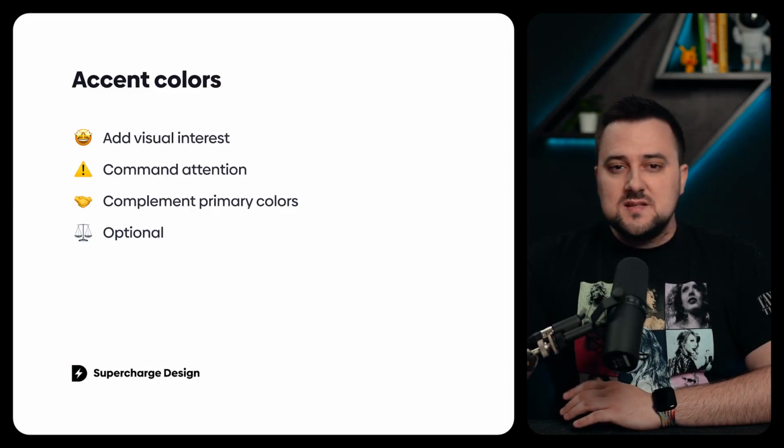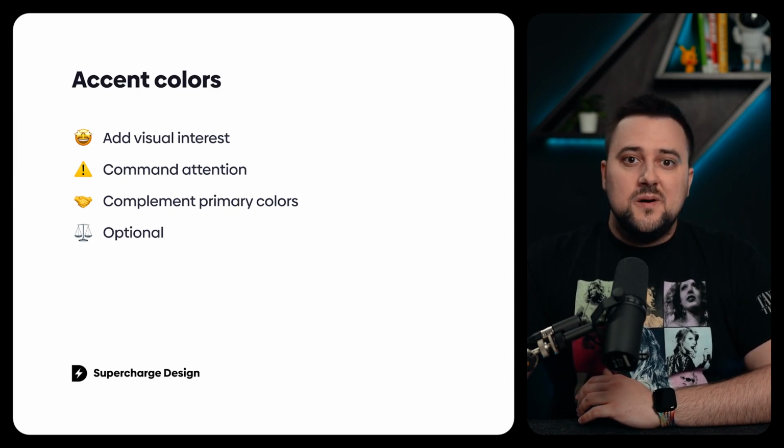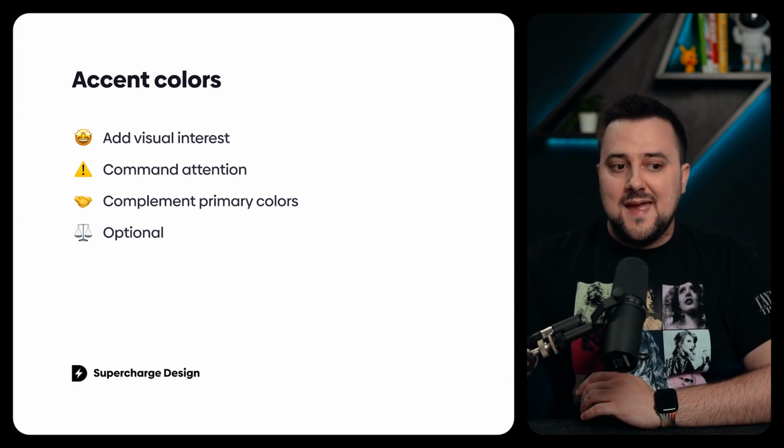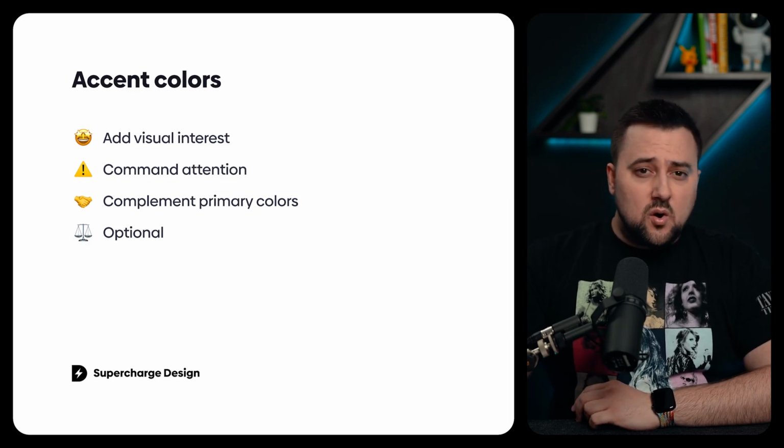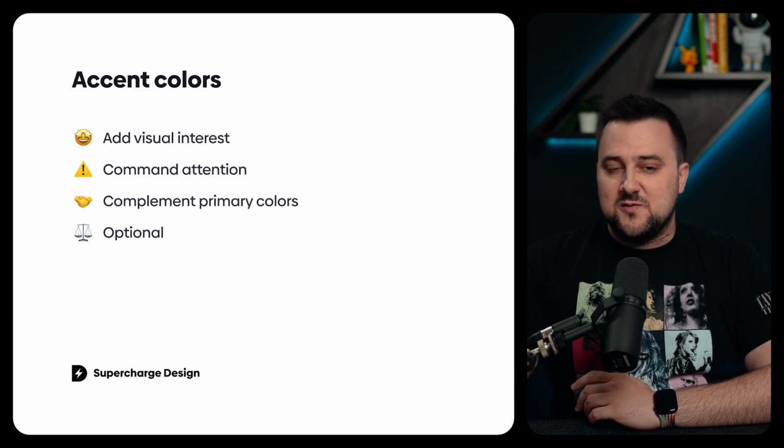An accent color is a color used to add visual interest and emphasis to a design. Unlike primary colors, accent colors are not typically used as a foundation for a color palette, but are instead used to complement and enhance the primary colors. Accent colors are often used for elements you'd really like to stand out on your interface.